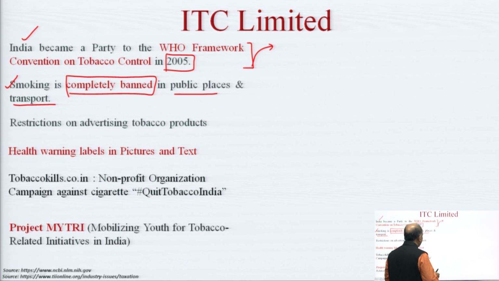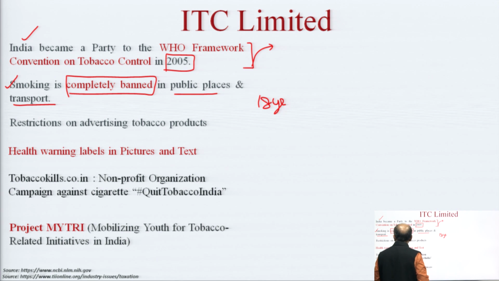Another restriction is on age. No tobacco product can be sold to a person who is younger than 18 years. So, there are certain restrictions regarding the selling of tobacco items, apart from the complete ban of smoking in public places.